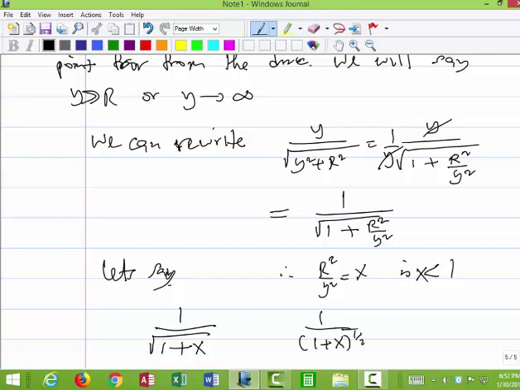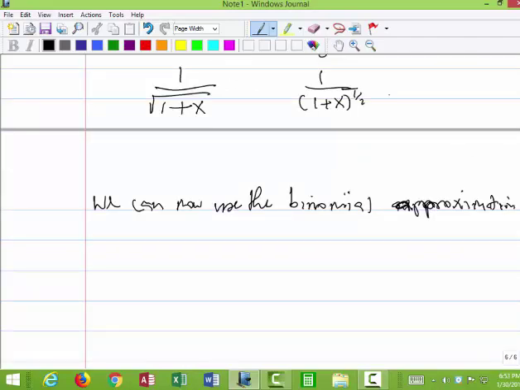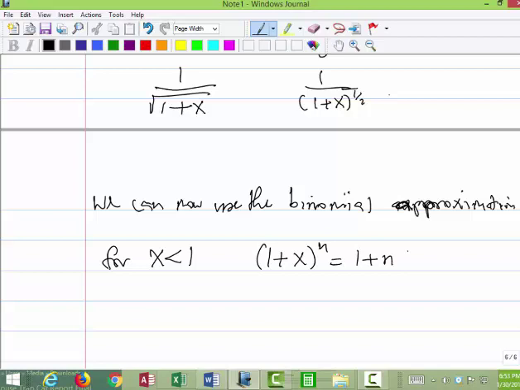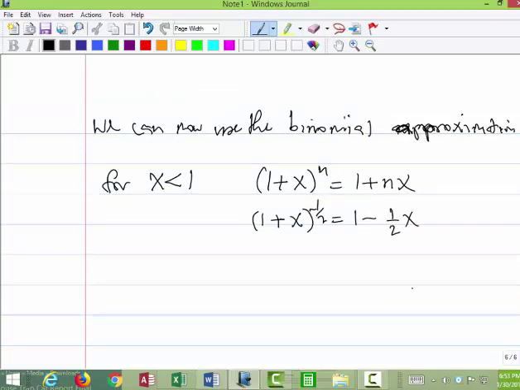This allows us to use the binomial approximation. The binomial approximation says that for x less than 1, 1 plus x raised to the power n is equal to 1 plus nx. So if we have 1 plus x raised to the power minus half, this is going to be 1 minus half x. That means we can write x, which is r squared over y squared, so we shall have 1 minus half r squared over y squared, where x is equal to r squared over y squared.